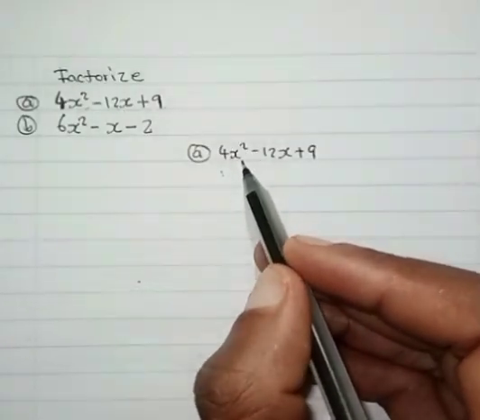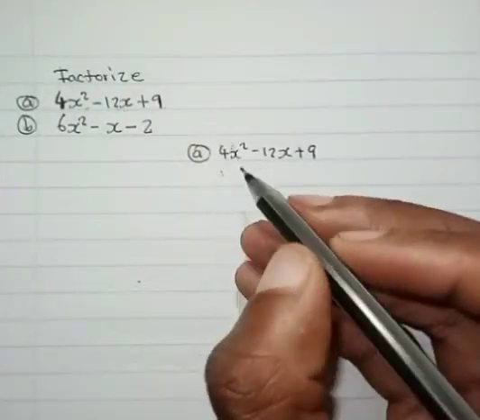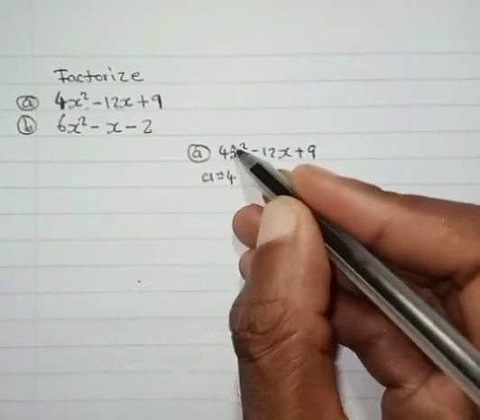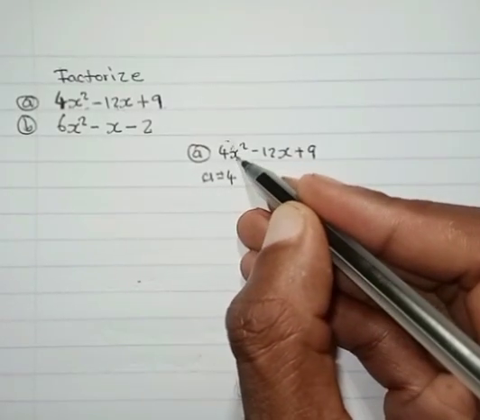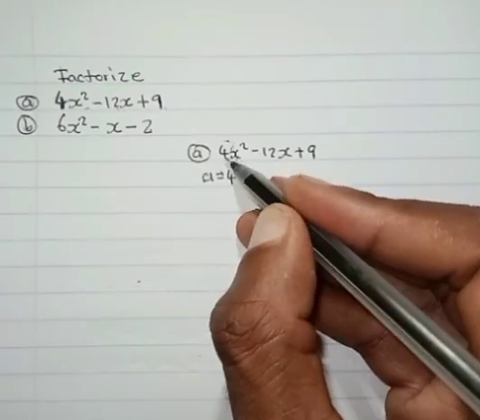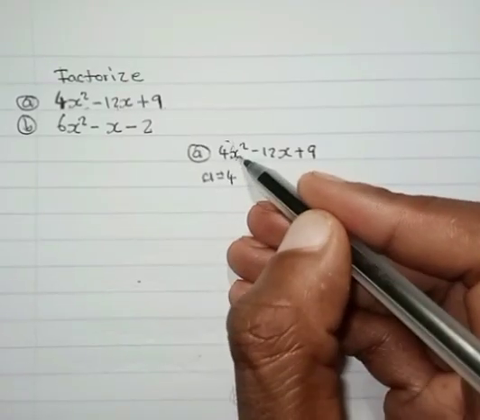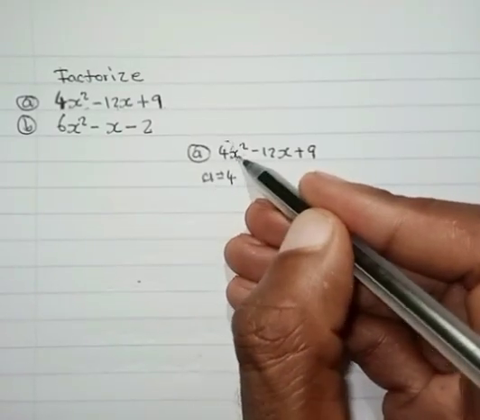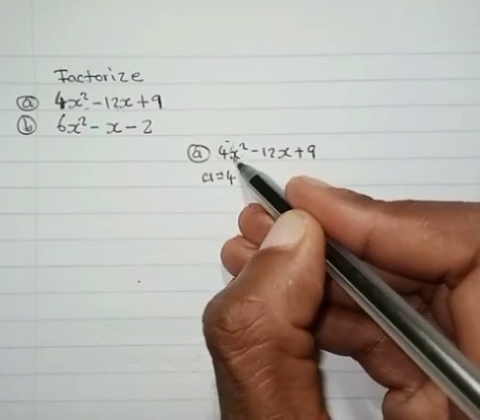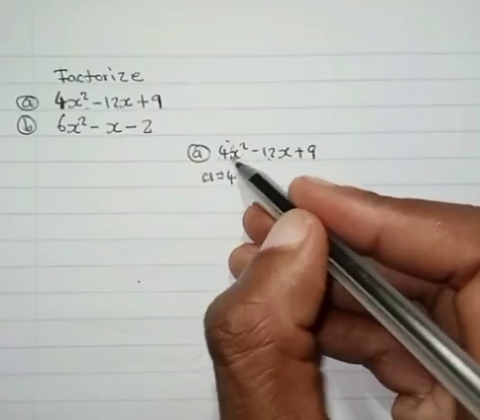This x squared has this number, 4. This 4 we say is a. So our a is this number in front of the term which has x squared. Where your x squared is, that's where your a is. So in front of x squared, we always have 4. Whether this x squared is in the middle or at the end, your a must always move together with the x squared.